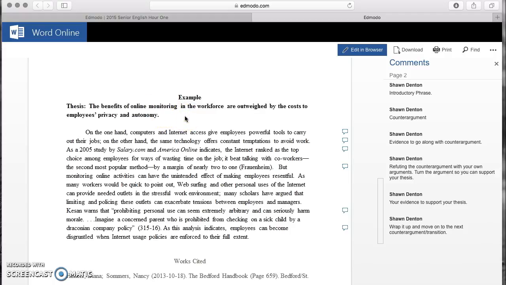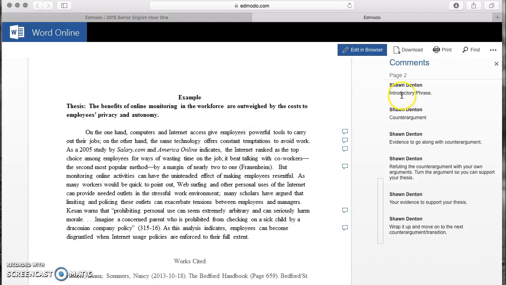So basically what they're saying is, yes, while there may be some benefits to online monitoring in the workforce, guess what? Your privacy and your autonomy is more important, and those benefits are going to be outweighed by privacy issues, by independence issues, etc. So basically what this thesis statement is saying is that ultimately online monitoring in the workforce is not the way to go, so to speak.